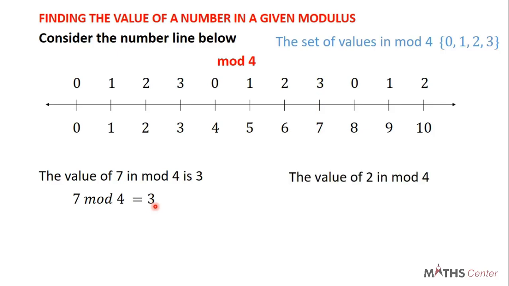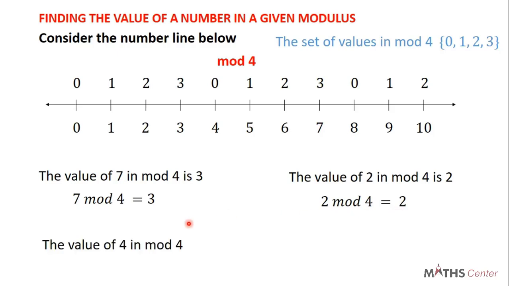Here is another example. We want to find the value of 2 in mode 4. 2 in mode 4 is written as 2 mode 4. To find the value of 2 in mode 4, we are going to look for the number that corresponds to 2 in mode 4. From our number line, the number that corresponds to 2 in mode 4 is 2. So the value of 2 in mode 4 is 2, and 2 mode 4 is equal to 2.